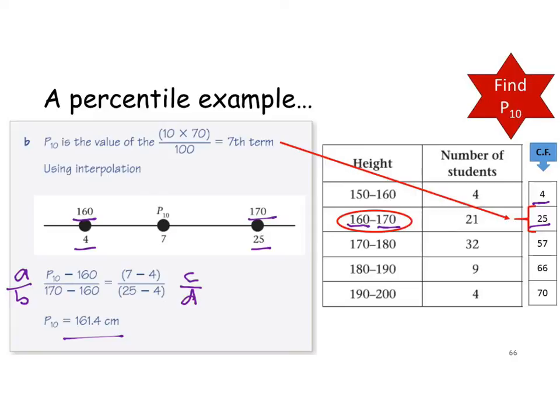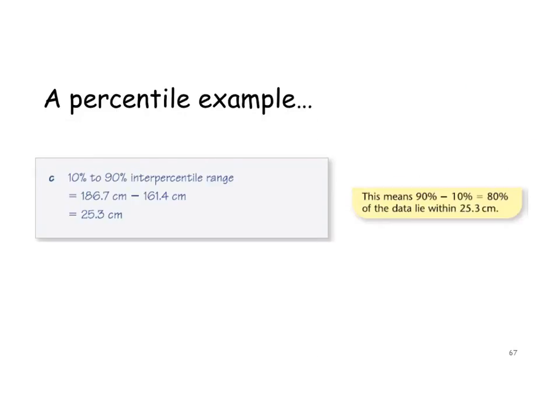And finally, we wanted the interpercentile range from 10% to 90%. Well, we know that P90 was 186.7. That's P90. P10, we've just found 161.4. Find the difference, and we get an interpercentile range of 25.3 centimetres. So this means that 80% of the data, that's 80% between 10% and 90%, 80% of the data lies within 25.3 centimetres of each other.